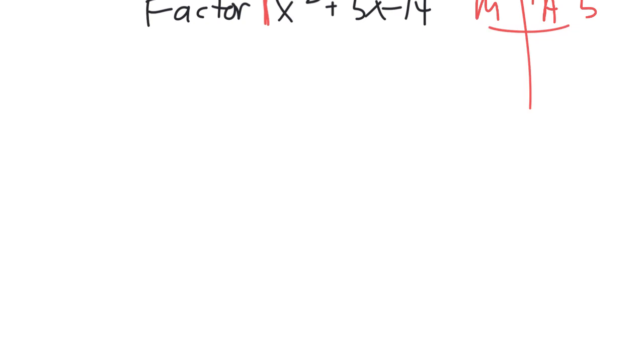All right, so now I'm going to try to think of things that give me 14. Because I have a negative 14, my signs have to be different. So I have 14 and 1. Well, 14 and 1 are way off from each other, and they need to add to 5, so they have to be somewhat close to each other. Another pair I can think of is 7 and 2. So let me put negative 7 and positive 2.